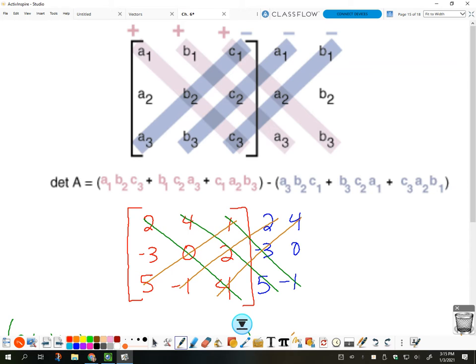But just to show you that you can do things that are bigger, I'm going to do a 3 by 3 by hand in a minute. So if this was my matrix, I would take these first 2 columns and write them out here so that I could finish out my diagonals going in every direction. And then it's just multiply all of these and add, multiply all of these and add, and then subtract what you get.